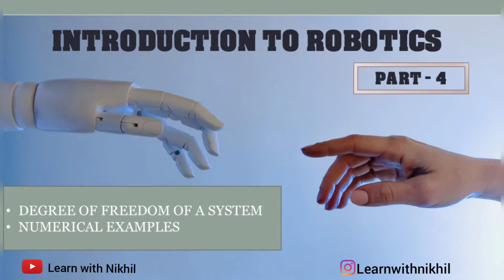So in our previous lecture, that was part 3 Introduction to Robotics, we had studied about the degree of freedom. We have understood it for the different robots. In this lecture, we are going to study about the degree of freedom of a system and some numerical examples on it to make it much clearer.